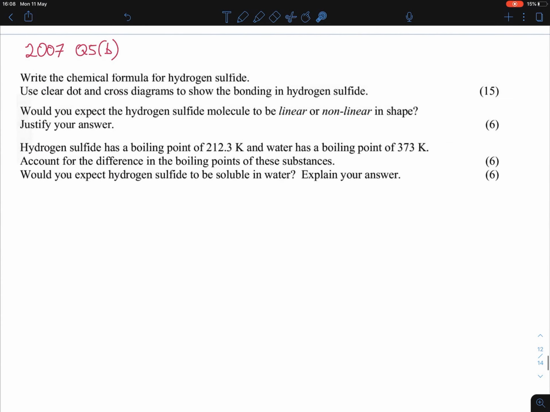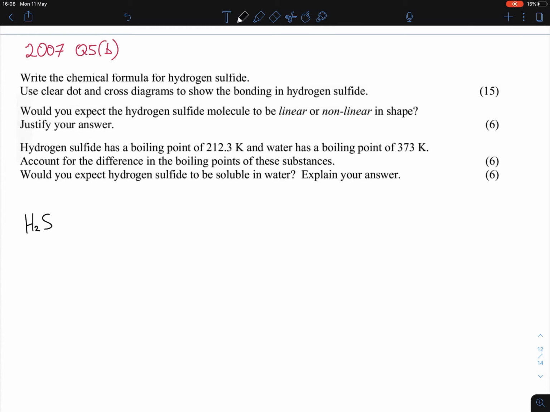Okay, last question, so guys, 2007 question 5b, and again we're asked what's the chemical formula for hydrogen sulfide. We don't know exactly what it is, but we can have a guess. Hydrogen sulfide means there's going to be hydrogen in it and sulfur in it. Go to the periodic table, and you'll see sulfur in group 6. So sulfur wants 2 bonds, and if that's the case, there has to be 2 hydrogens. So it's going to be H2S.